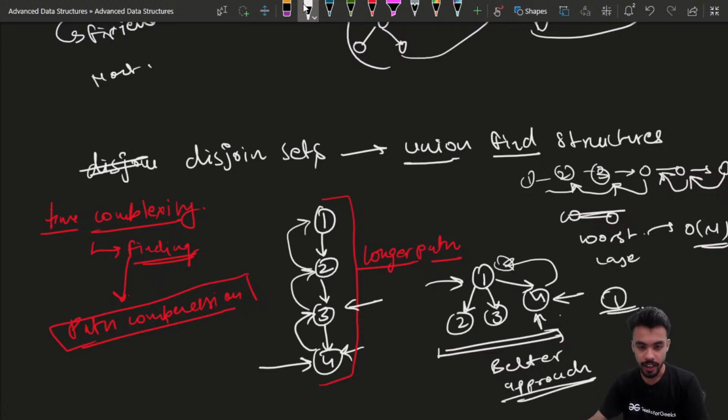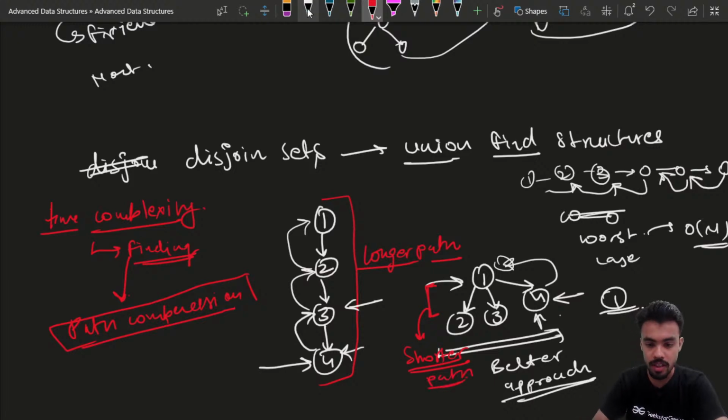So here we are getting the longer path, and if you look at this path, this is a shorter path. That's why this is called the path compression. Okay, so now how are we going to achieve this path compression?